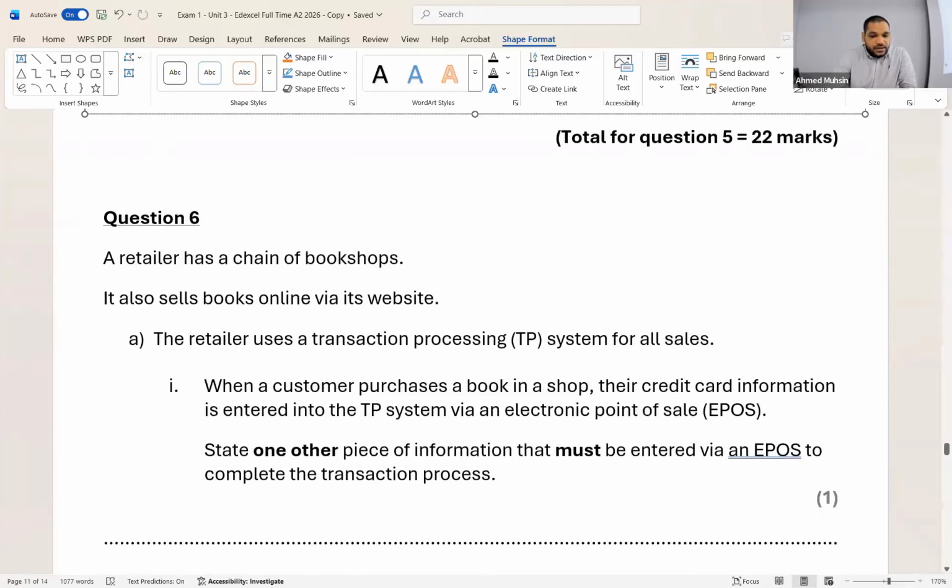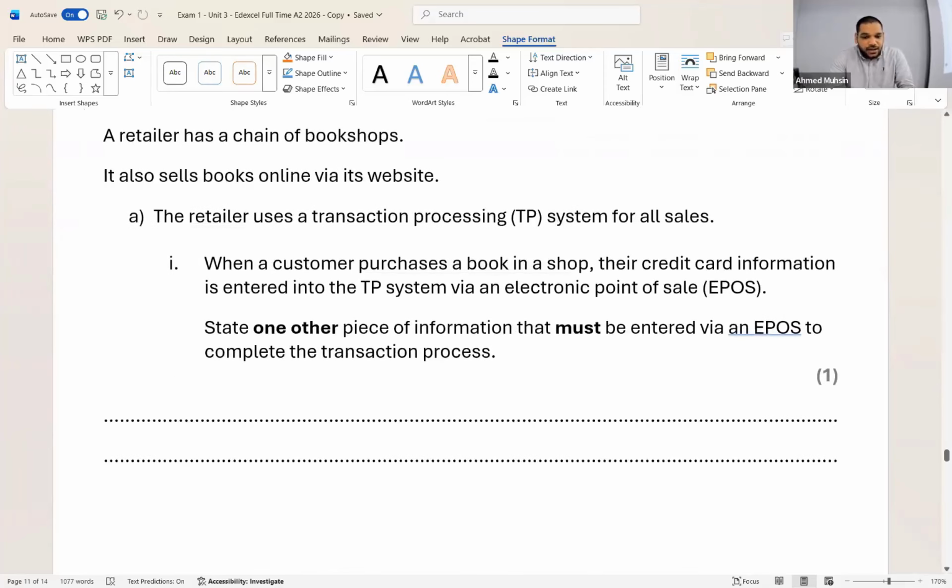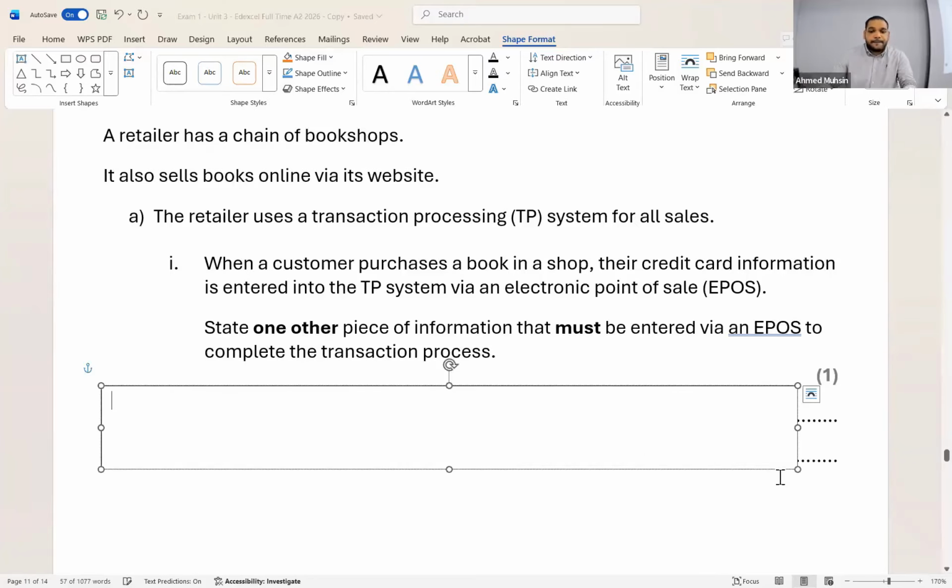Question number 6. A retailer has a chain of bookshops. It also sells books online via its website. The retailer uses a TP system for all sales. When a customer purchases a book in a shop, their credit card information is entered into the TP system via an EPOS. State one other piece of information that must be entered via an EPOS to complete the transaction process. Credit card details have already been taken. What else would you enter? We're talking about an online bookstore. What else would you have to enter?